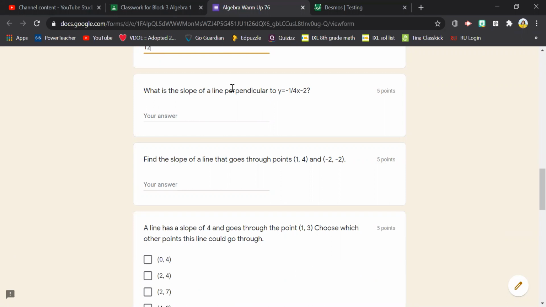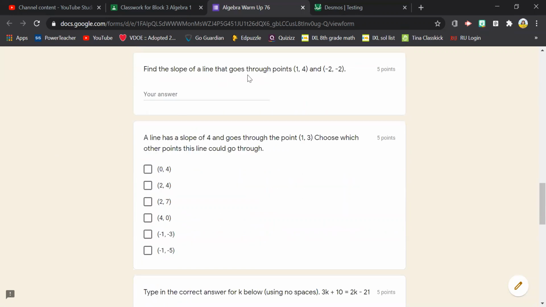So slope. Perpendicular is when you have opposite reciprocal slopes. Well, this line has a slope of negative 1/4. If I want to be perpendicular to negative 1/4, I need to be the opposite reciprocal. So the opposite of negative would be positive, and the reciprocal of 1/4 is 4/1, but 4 divided by 1 is just 4. So a perpendicular line would have a slope of 4.